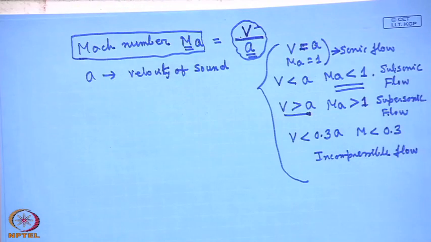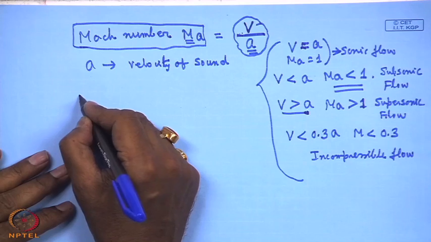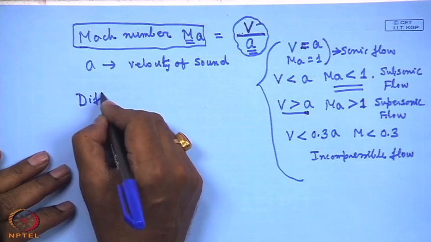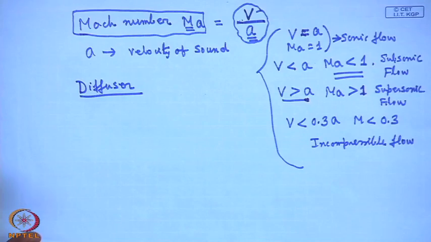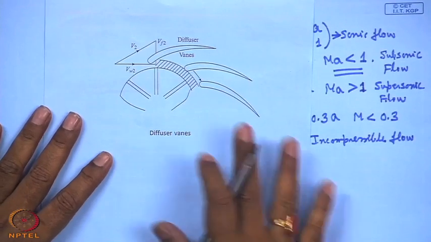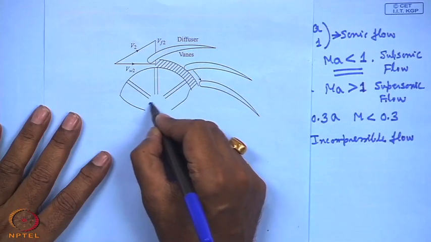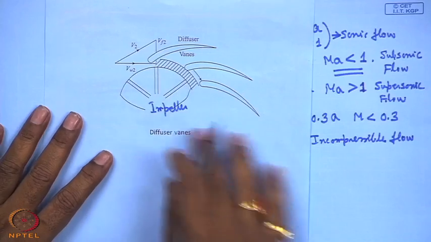Now, next is this diffuser. Now, I come to the next part, that is the second component, diffuser. Now, what is diffuser? That is same as that of your centrifugal pump diffuser. Now, we know that impeller and diffuser are the two important parts. This is impeller. Now, what happens?